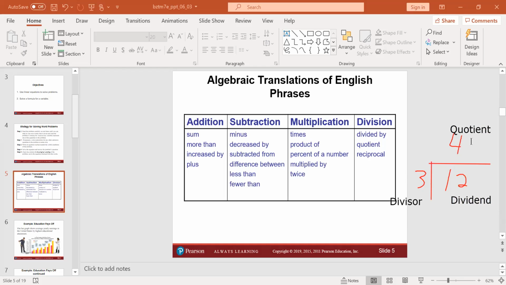So there you go. If you see these terms going on in a word problem, you're probably going to have to use division of some sort. I would bet dollars to donuts that you would.